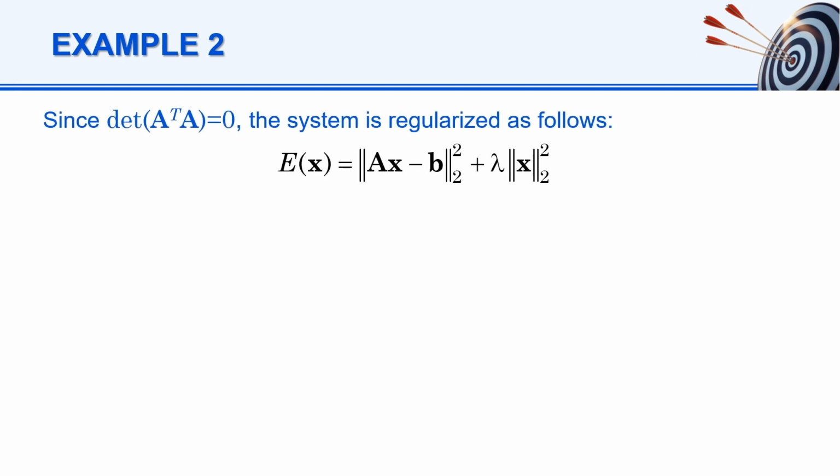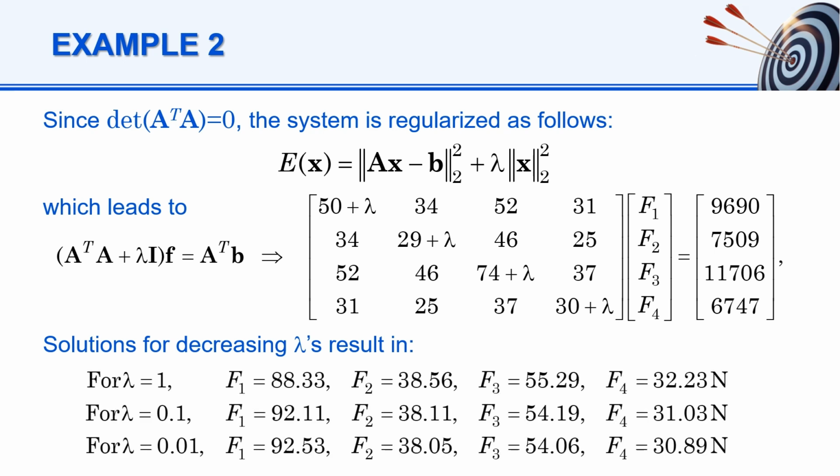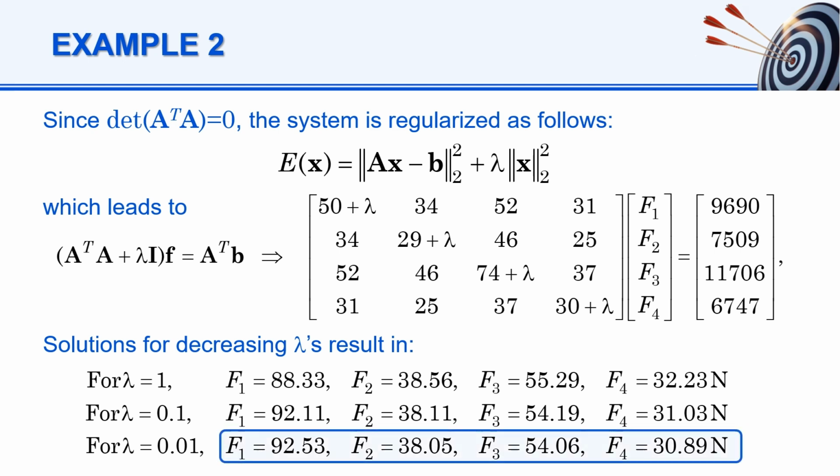Since, specifically, the determinant of the matrix product of transpose A and matrix A is 0, we will regularize the system as follows, where lambda is the regularization parameter, and the coefficient matrix becomes a function of lambda, which should be set to a small number. When we solve the system for lambda equals 1, 0.1, and 0.01, we obtain the following solutions. We conclude this video session with the converged solution.